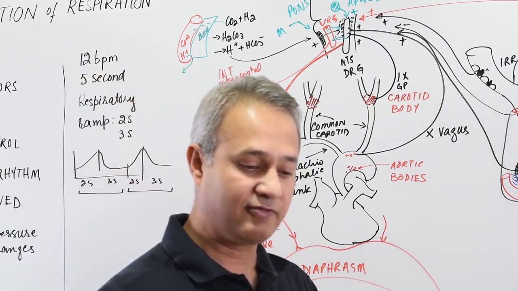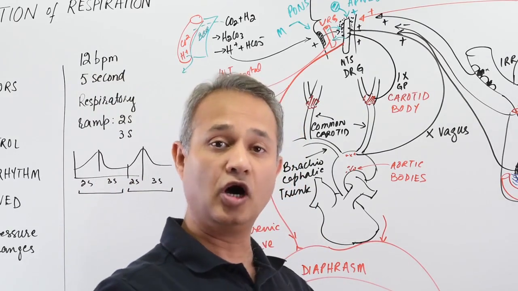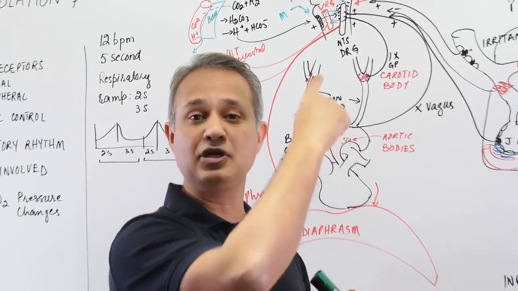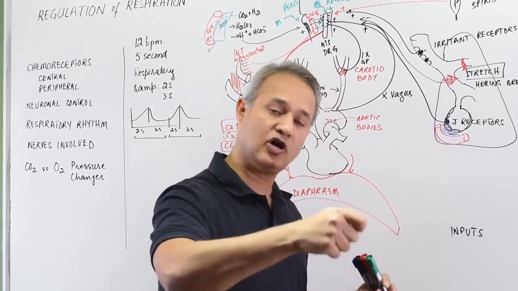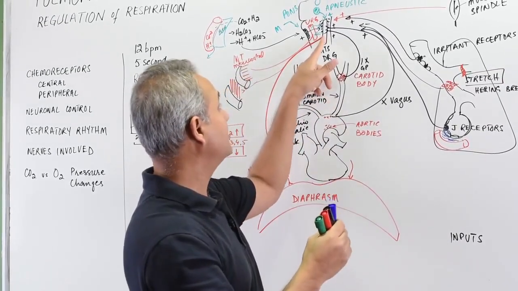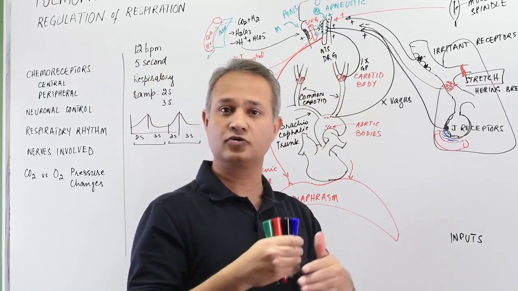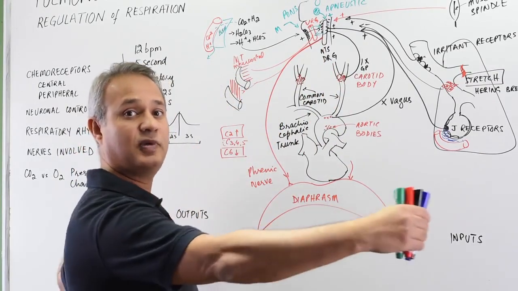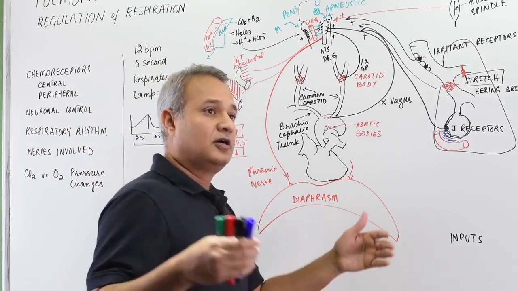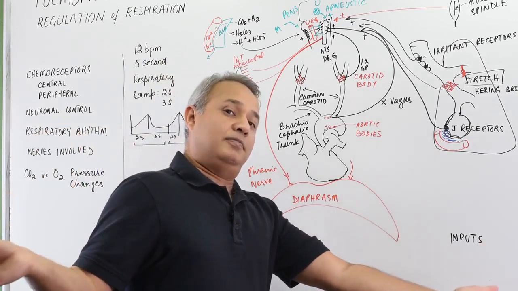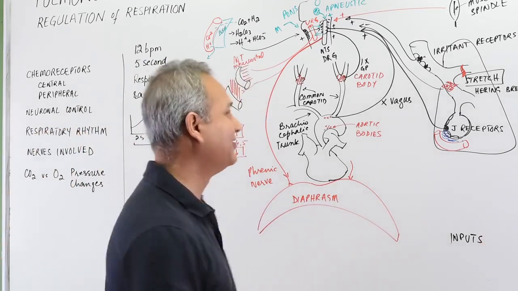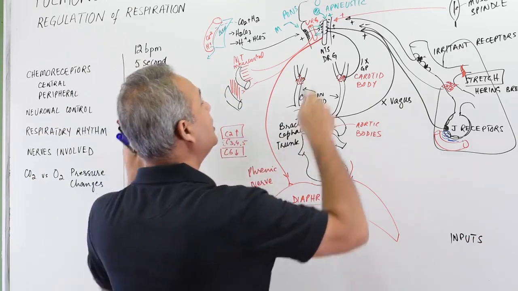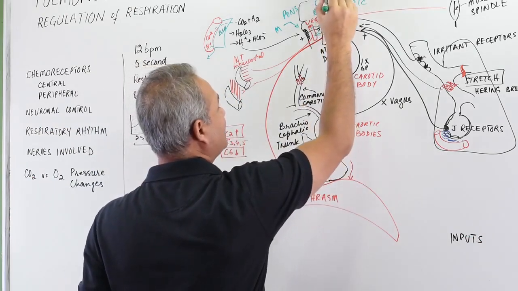What does that mean? Whenever we want to have a deeper, longer inspiration, the apneustic center is the one that switches on the inspiratory system and says, no, you're not going to stop in 5 seconds. Instead, I want you to continue inspiring for 10 seconds. That is the apneustic center. Okay. Now, how does the pneumotaxic center work?